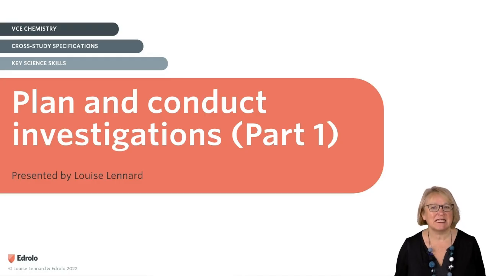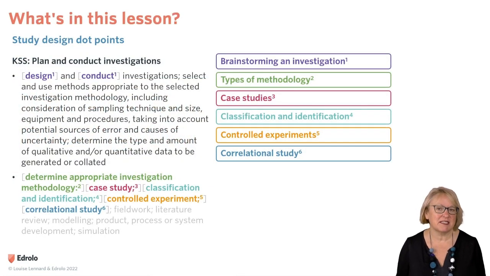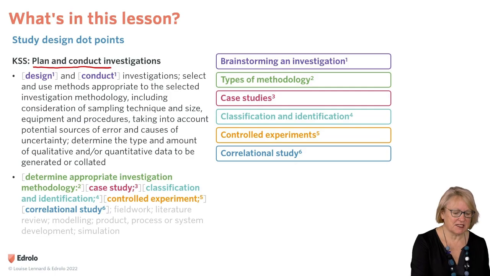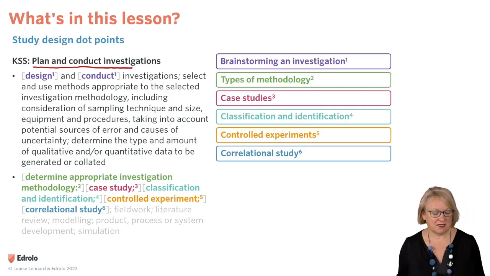Okay, so in this lesson, we're going to look at how to plan and conduct investigations. This is over a series of 3 lessons. This is part 1, and we're going to look at how to be a researcher. So what's in this lesson? Planning and conducting investigations, looking at the design of an investigation and choosing an appropriate methodology. There's lots of different ways of doing science experiments, so we're going to look at some of these.